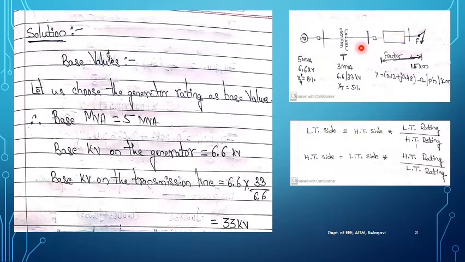The transmission line is connected to the HT side of the transformer, so it will be equal to the LT side of the transformer, which has a rating of 6.6, so 6.6 into the high voltage rating of the transformer, 33 kilovolt, divided by the low voltage rating of the transformer, which is already given, 6.6 kilovolt. If you further simplify it, we get the base kilovolt on the transmission line as 33 kilovolt.